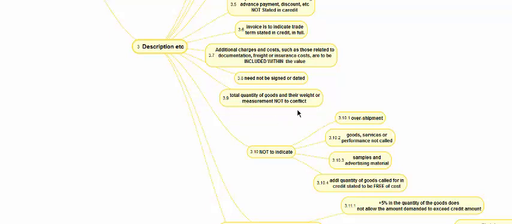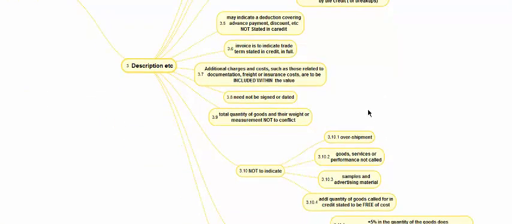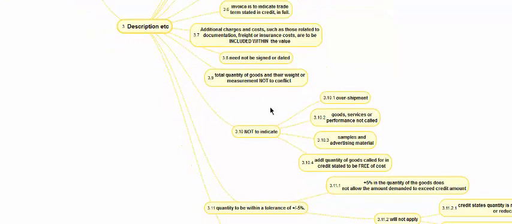The total quantity of the goods and their weight or measurement should not conflict with the credit. If the letter of credit mentions the quantity of the goods and if invoice also mentions the quantity of goods, it should not be in conflict. If the unit price or the quantity is not mentioned in the credit, it need not be mentioned in the invoice. This quantity is compulsory because if there are 5 cars and 10 buses called for, it should not be showing 6 cars or 9 buses, provided the partial shipment aspect has been taken care.